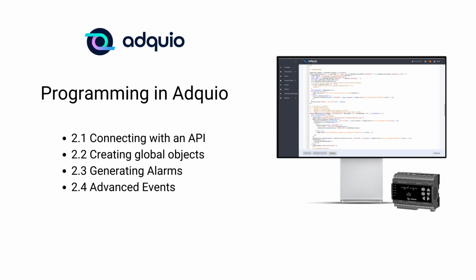Therefore, in this case we are going to see point 2.1 connecting with an API, but next we will see creating global objects within Adquio, which is not trivial, but there is a way to create both objects and global functions, which will come in very handy and we will see why. We will also see how to generate alarms. And last, for now, we are going to see how to work in an advanced way with events.